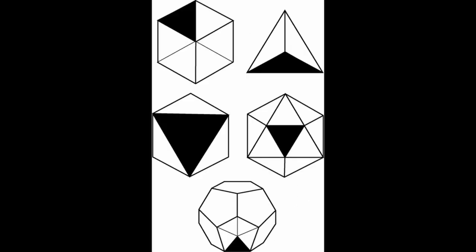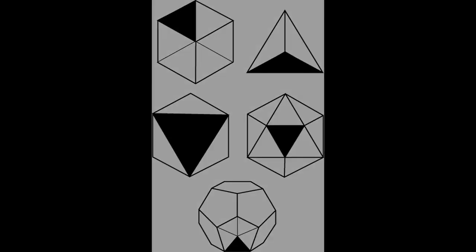Also, all the Platonic solids consist of triangles. And Plato actually wrote about this connection, and he said that the Platonic solids are not only made of, but also united by the triangle.